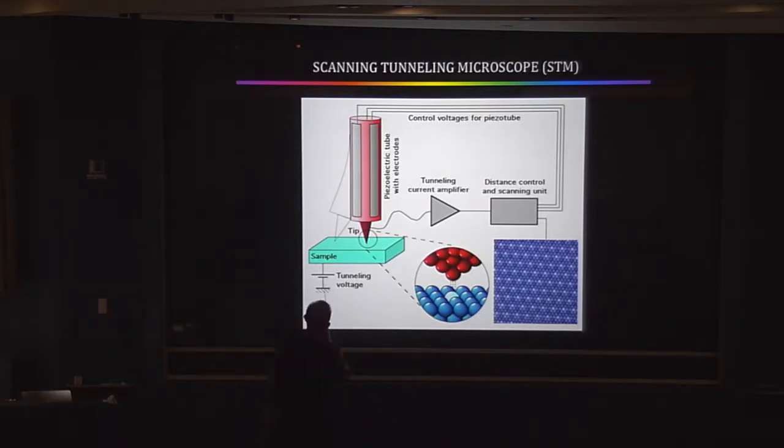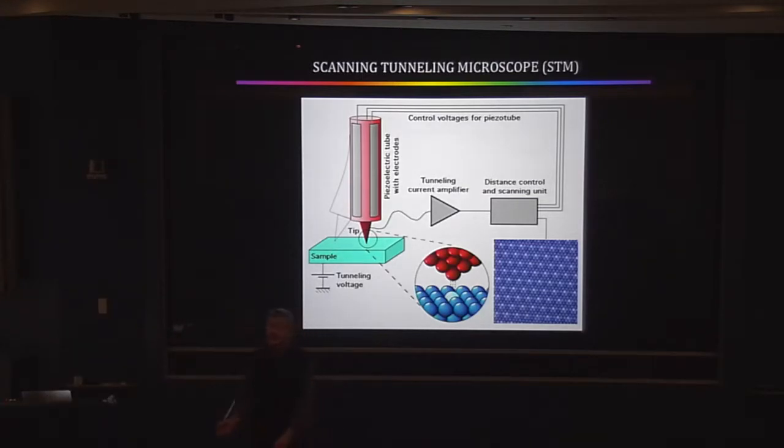The way you do that is you apply a voltage between this conductor and that conductor, and electrons tunnel through the vacuum in between. This is quantum tunneling of electrons. You measure the tunnel current, then you feedback. As you raster over the surface, you keep the tunnel current constant. An image of the feedback voltage is, you can show, an image of where the atoms are. And this is a real one. This is an image of selenium atoms, as you can no doubt tell by looking at it.